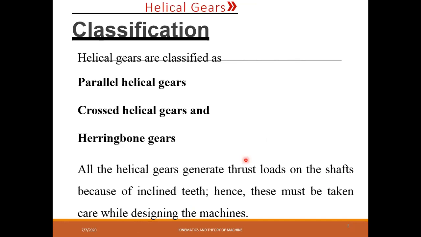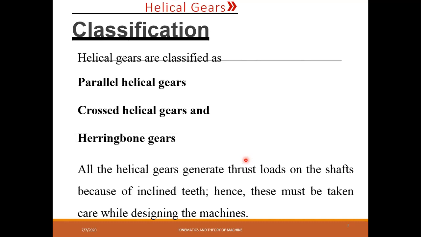Now, the classification of the helical gears: parallel helical gears, crossed helical gears, and herringbone gears. All the helical gears generate thrust load on the shaft because of the inclined teeth. This must be taken care of while designing the machine. Due to the inclined teeth, there will be thrust load generated on the bearings and also the supporting shaft.